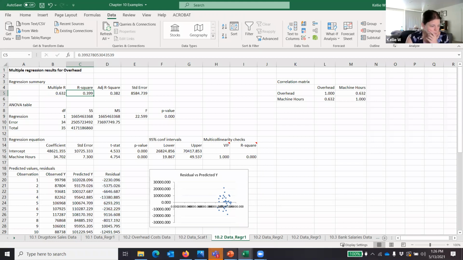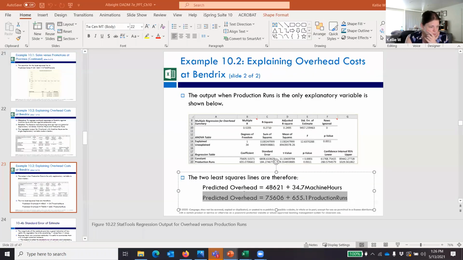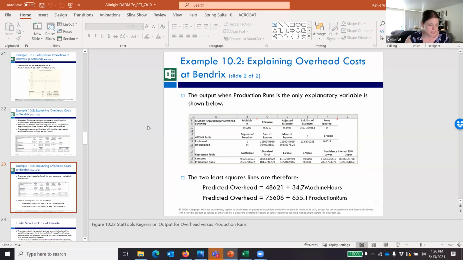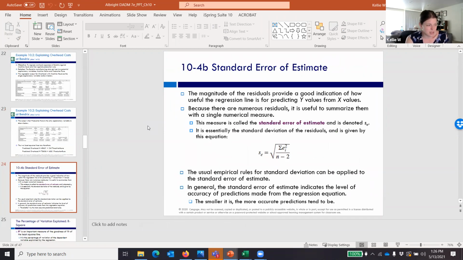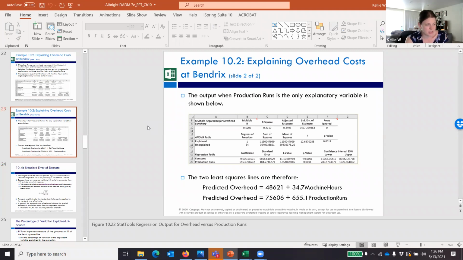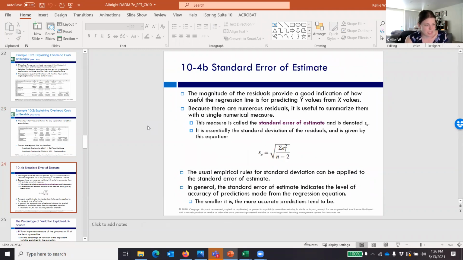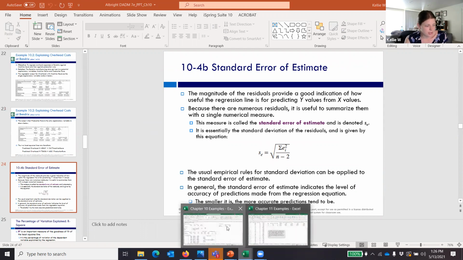So, okay, we're trying to predict overhead. We have two kind of not great predictions, but for now, that's just how we're going to leave it, just to show you guys.